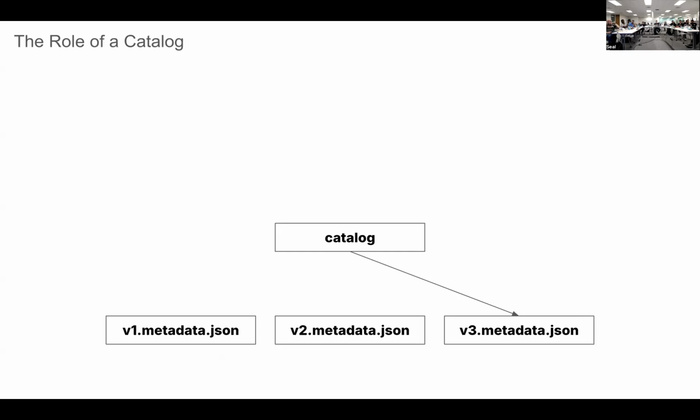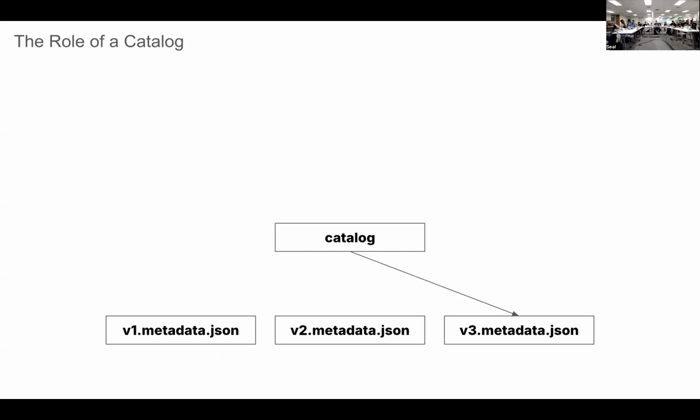Okay. So right now this table has changed 3 times. So the catalog is pointing to the newest one. Theoretically, if you change your table frequently, like with streaming data, you might have thousands of these metadata.json files sitting in your storage. How would an engine know which is the right one for the right version of the table? The catalog.